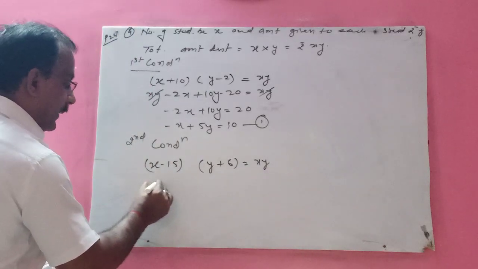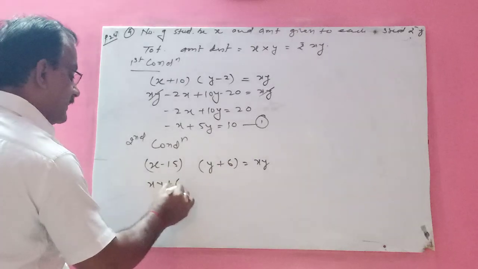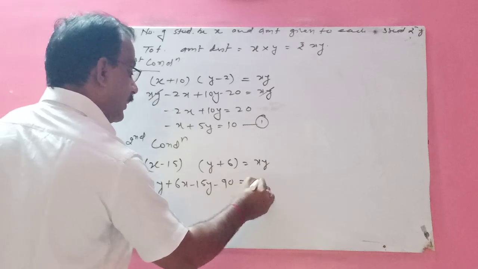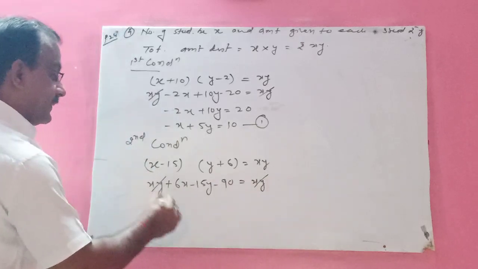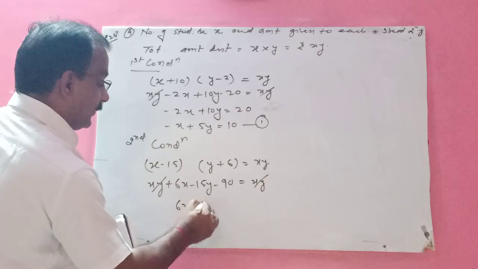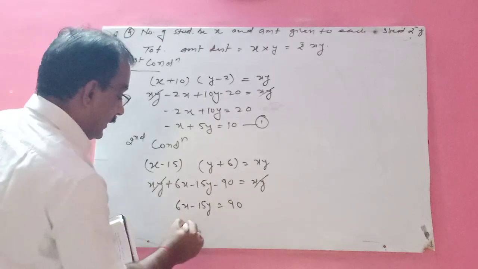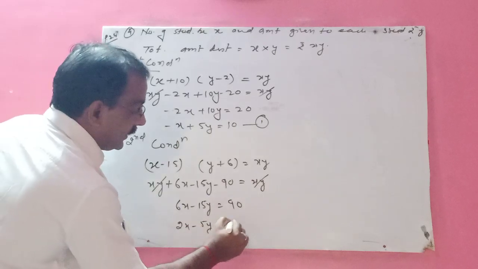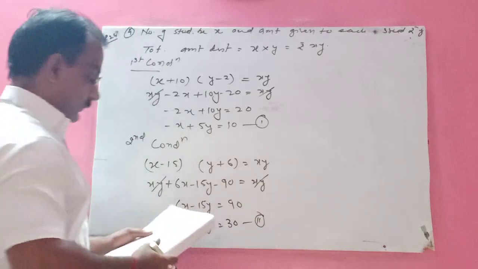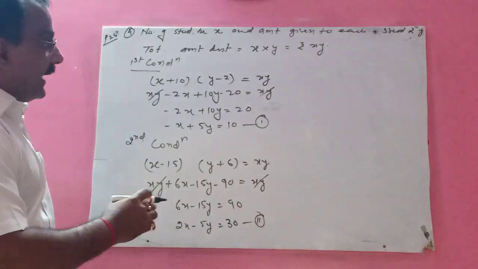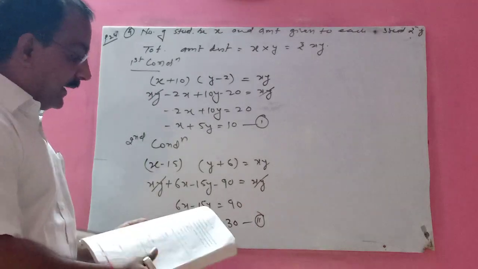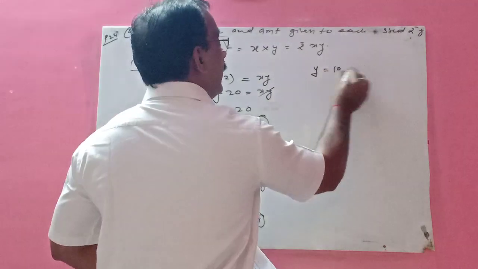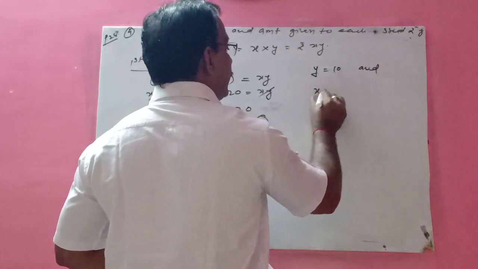x into y is xy, x into 6 is plus 6x, minus 15y minus 90 is equal to xy. These two get cancelled, so 6x minus 15y is equal to 90. Again it is divisible by 3, so 2x minus 5y is equal to 30, condition number 2. Solve these two, children, simultaneously and you will get y as 10 and x as how much?